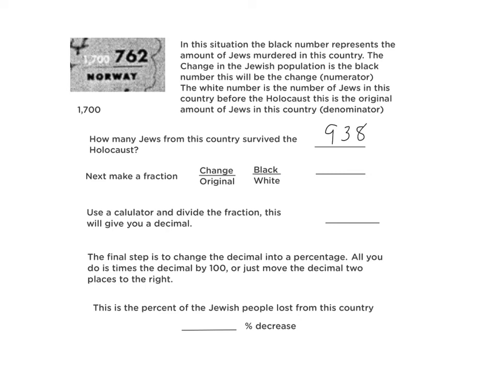Let's make our fraction here. The change, which is 762 over 1,700. Now I'm going to divide that on my calculator. That gives me 0.448. Times that by 100, that's going to be 44.8% decrease in the Jewish population in Norway during the Holocaust.